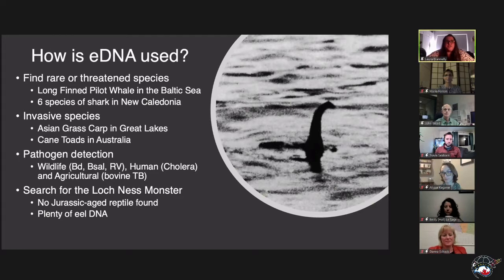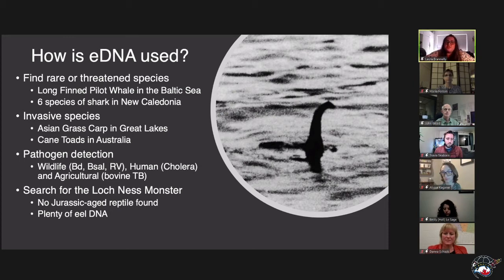And eDNA is used in a variety of capacities. Some examples here are that you can use it to find rare threatened species. There have been a few examples of using it in the ocean where you can find whales and shark species that haven't been identified using traditional methods. And so eDNA has been helpful in that respect. It's used pretty widely for invasive species. In Australia, cane toads are spreading across the country, and there are eDNA programs being implemented in those areas to try and detect first identification of when the cane toad reaches a new habitat or a new area.